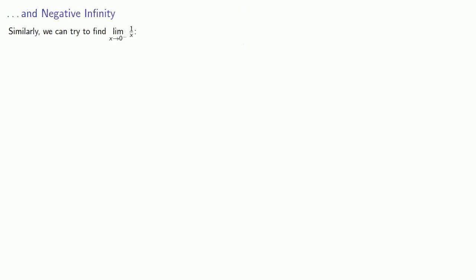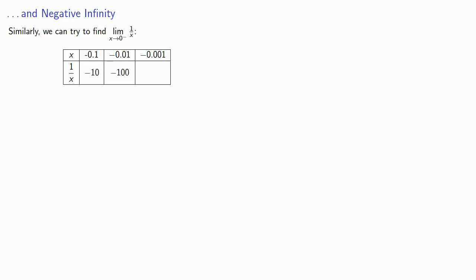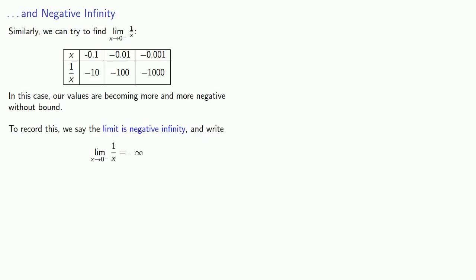Similarly, we might ask what happens to the limit as x approaches 0 from below of 1 over x. So I'll take a look at x values that are close to but less than 0: negative 0.1, negative 0.01, negative 0.001, and I'll find 1 over x is minus 10, minus 100, minus 1,000, and our values are becoming more and more negative without bound. And to record this observation, we say the limit is negative infinity and write it using a negative infinity notation.